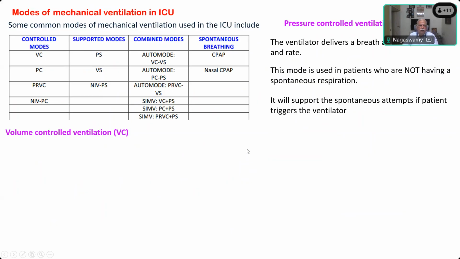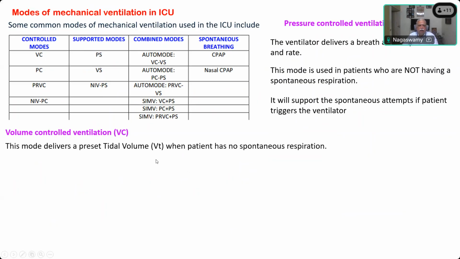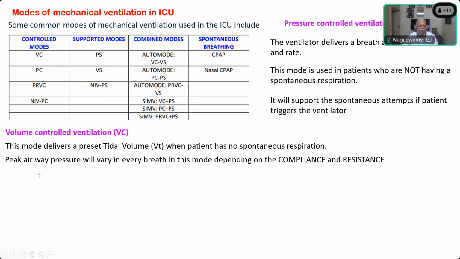Then volume control ventilation. Here the tidal volume is delivered at a preset volume when the patient again has no spontaneous respiration, and the peak airway pressure will vary. In pressure control, the tidal volume delivered will vary because of changes in pressure, whereas in volume control the airway pressure will vary depending upon the compliance and resistance of the patient.